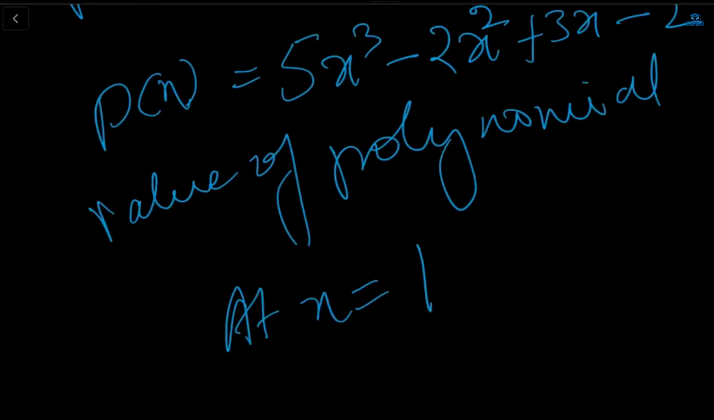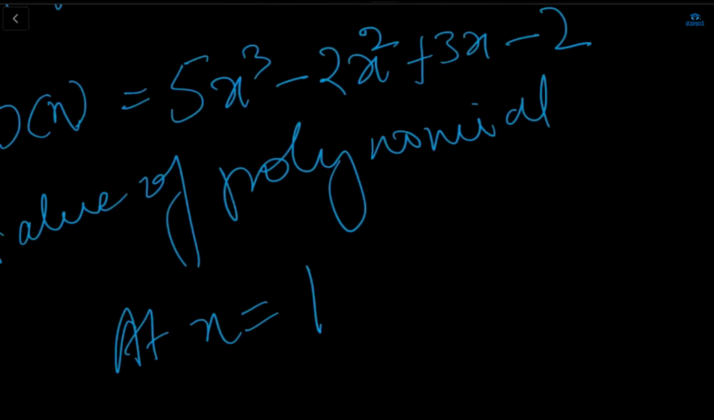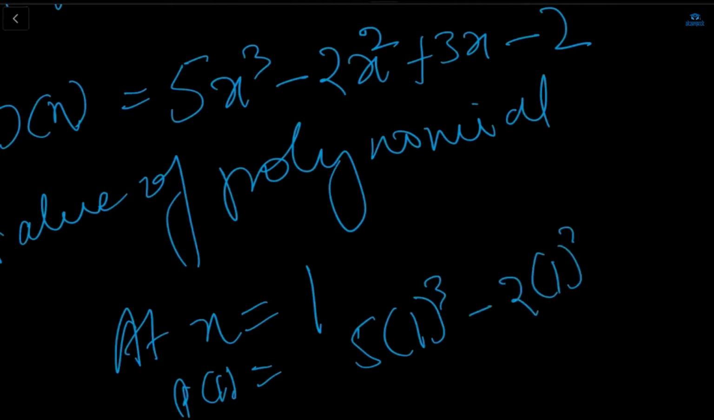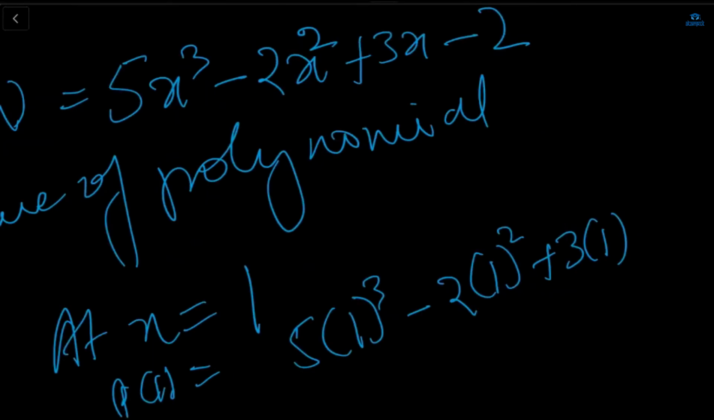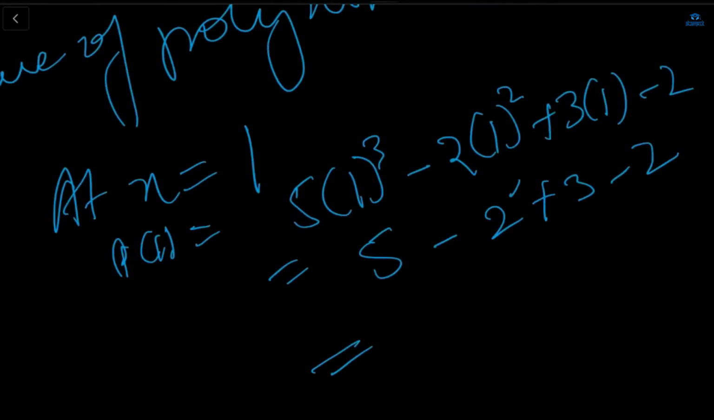So how can you do that? You have to put this value here in this polynomial. Now it will be p(1) is equal to 5(1) cube minus 2(1) square plus 3(1) minus 2. So this will give you 5 minus 2 plus 3 minus 2. So it will be 4. Yes, 5 plus 3 is 8, and 8 minus 4 is 4. Sorry, okay, so it will be 4.